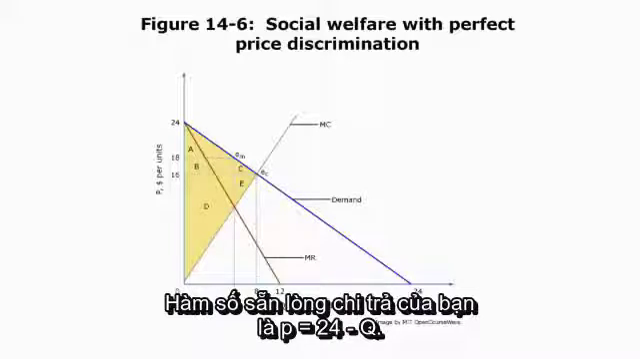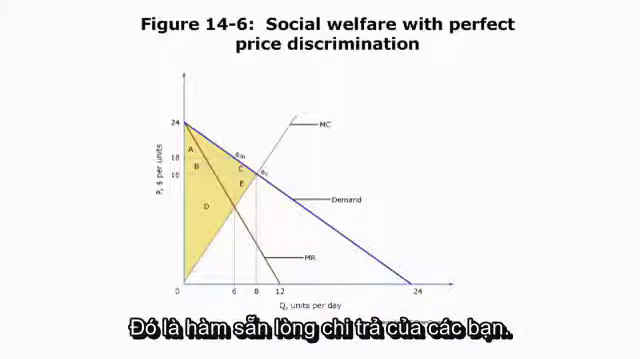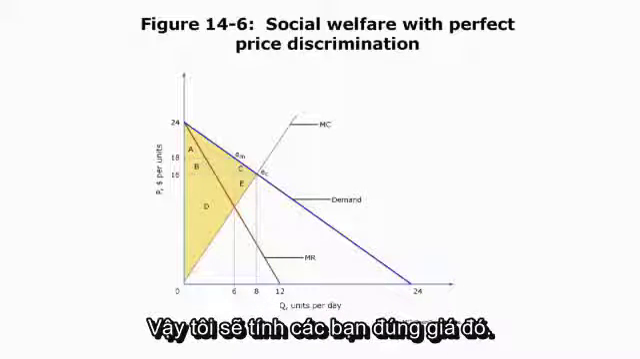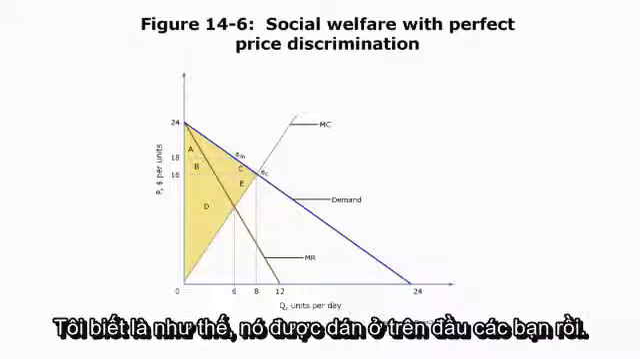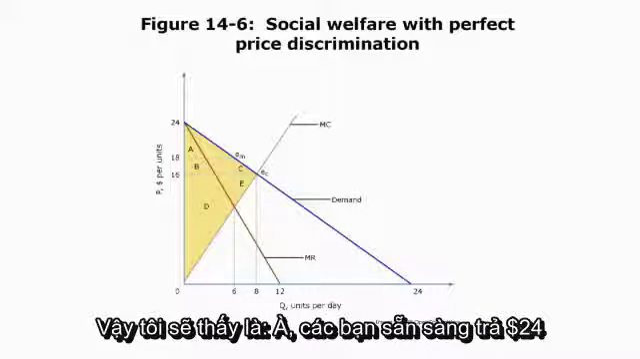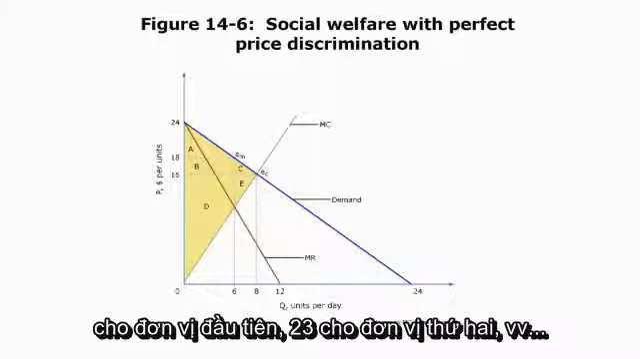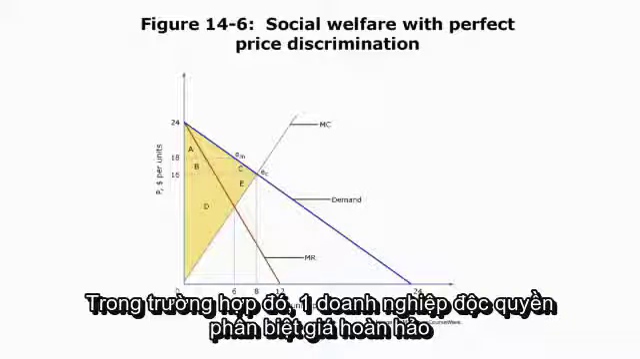Your willingness to pay function is P = 24 minus Q. Okay, that's your willingness to pay function. So I'm going to literally charge you that. I know that about you. It's stamped on your head. So I'm going to say, okay, you're willing to pay 24 for the first unit, 23 for the second, etc. In that case, what will the perfectly price discriminating monopolist do?